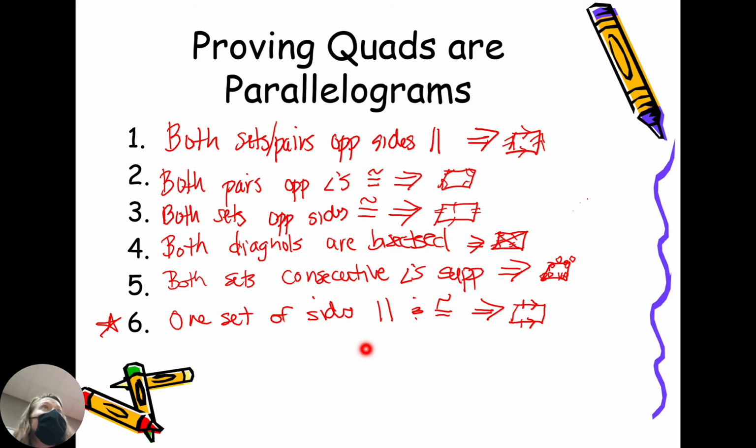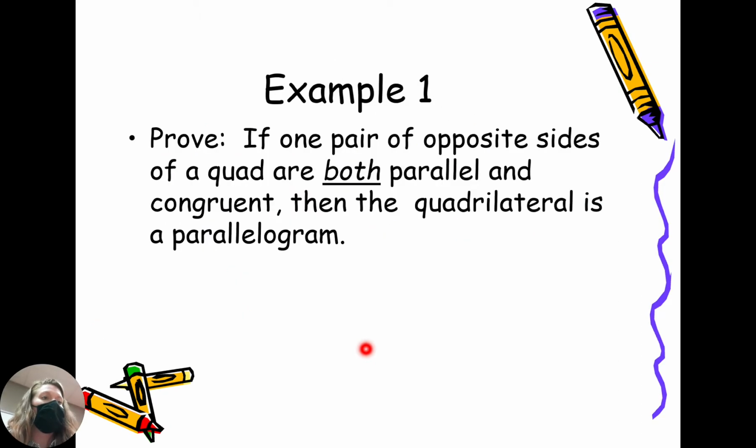These can all be proven, right? It's not fun, but they can be. So again, I said that they could be proven. It says prove if one pair of opposite sides of a quadrilateral are both parallel and congruent, then the quadrilateral is a parallelogram.